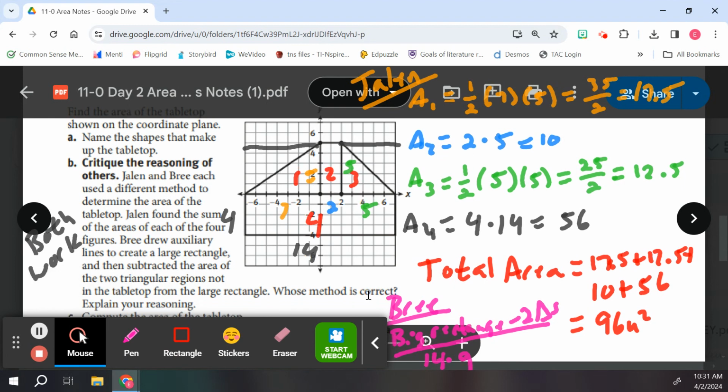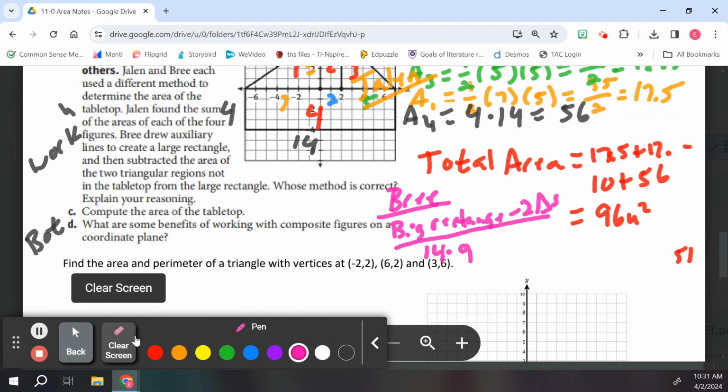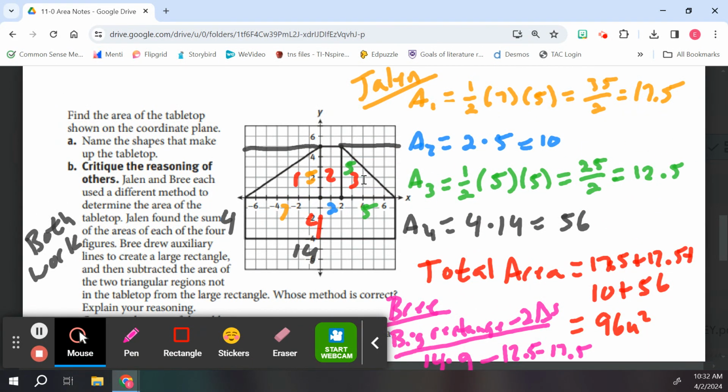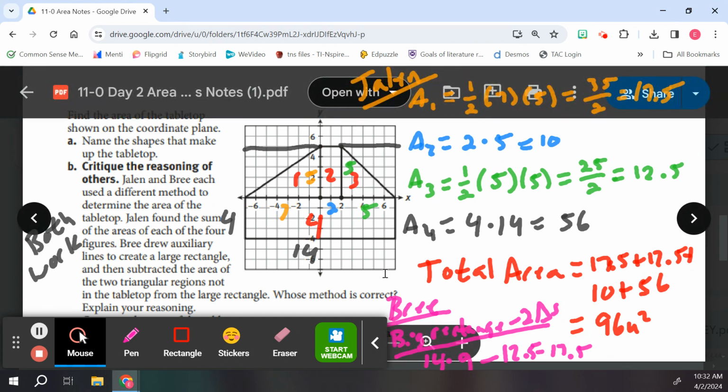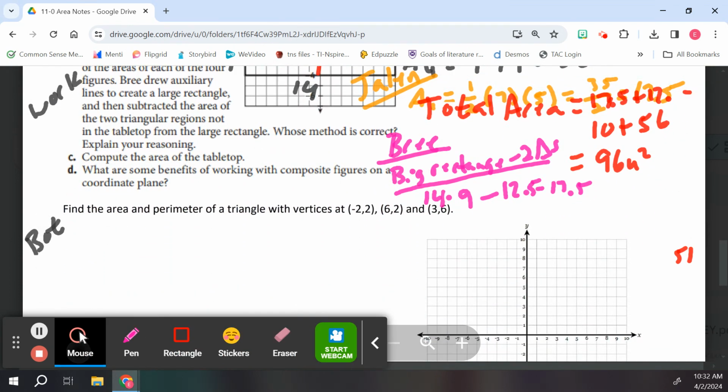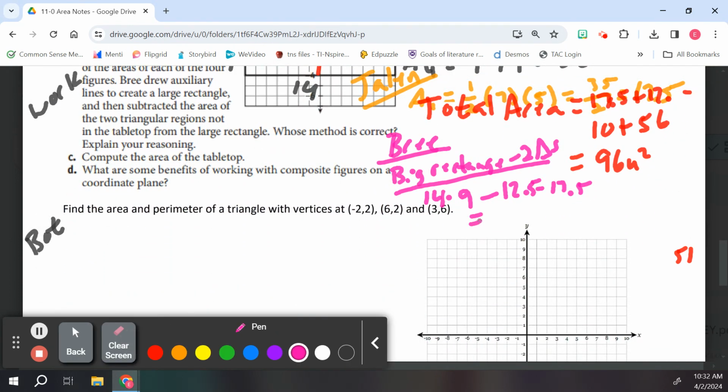And then I subtract the 17.5 and 12.5, because if you look at these, they end up being the same heights as the ones here and here. Same height, same distance. It just completes it. So when you complete that, you still get that it's equal to 96 units squared. Okay?